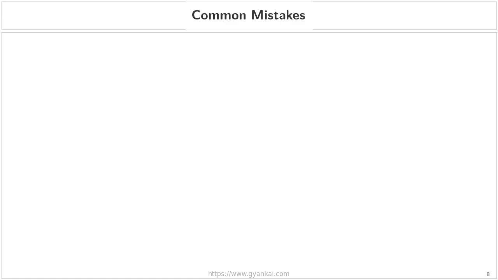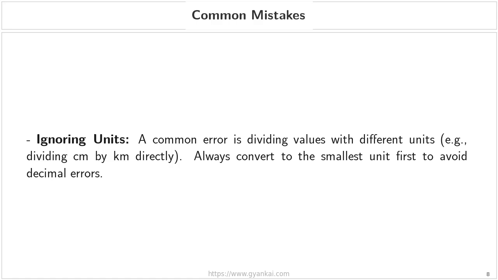Now, before we wrap up today's lesson, I want to pause and discuss some common pitfalls. As we've seen in our examples with maps and blueprints, the math can get tricky if we aren't careful. First, let's talk about the danger of ignoring units. This is perhaps the most frequent mistake I see. You might be tempted to take a value in centimeters and divide it directly by a value in kilometers, but you cannot compare apples to oranges. As we practiced in example A, you must always unify your units first. My best advice: convert everything to the smallest unit involved to avoid messy decimals and ensure your ratio is accurate.